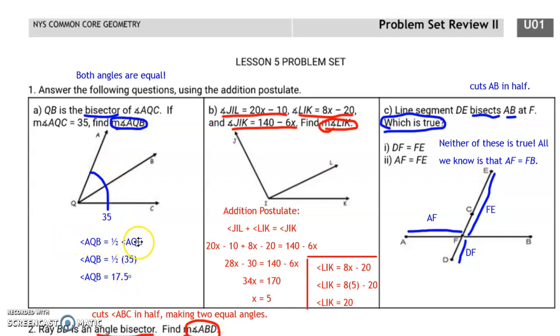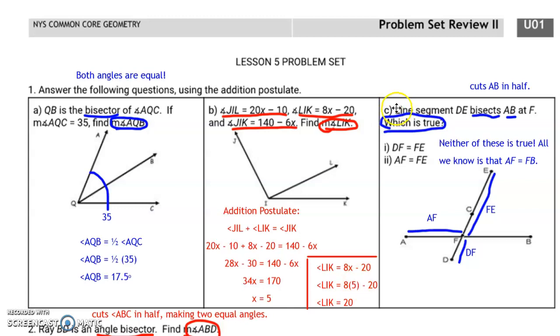Notice that we set up the equation, we substituted into the equation with the information that we had, and then we solved the equation. For letter B, it gives us their measurements in any event. We know the addition postulate means that these two angles next to each other are going to be equal to the whole angle. So we wrote down that JIL plus LIK is equal to JIK. I substituted in the values, and now it's just an algebra problem. We solve for x, and we get x equals 5. The question asks us to find the measure of angle LIK, so we substituted 5 into LIK to get our final answer.